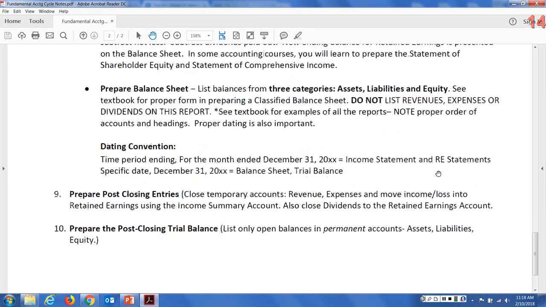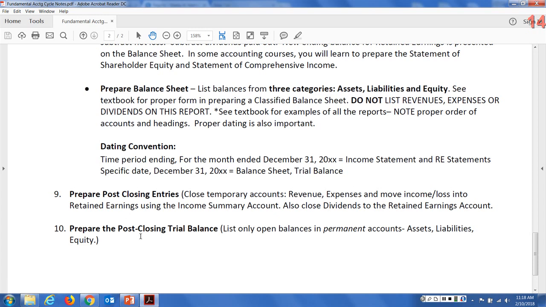After you've prepared those financial statements, you prepare closing entries, and this is where you're going to close out temporary accounts. Temporary accounts are your revenues and expenses. You close them, making the journal entry to move the amount of the income or loss into the retained earnings account. Often we use the income summary account. You can also go directly into the retained earnings account. I have a separate video for closing entries. You will also close dividends, which is considered a temporary account, into the retained earnings account.